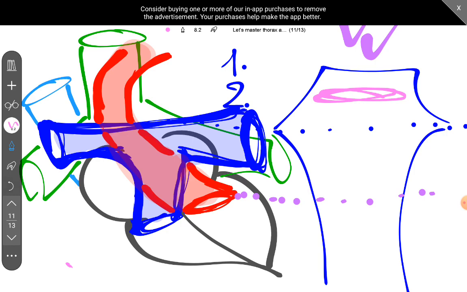Again, say with me, this will help you memorize. Anterior relations: root of the pulmonary trunk, right auricle, infundibulum. The last thing was the right lung and pleura. And for the posterior relations, what were they? Transverse sinus of the pericardium. Great. And then the right pulmonary artery separating it from the right principal bronchus.